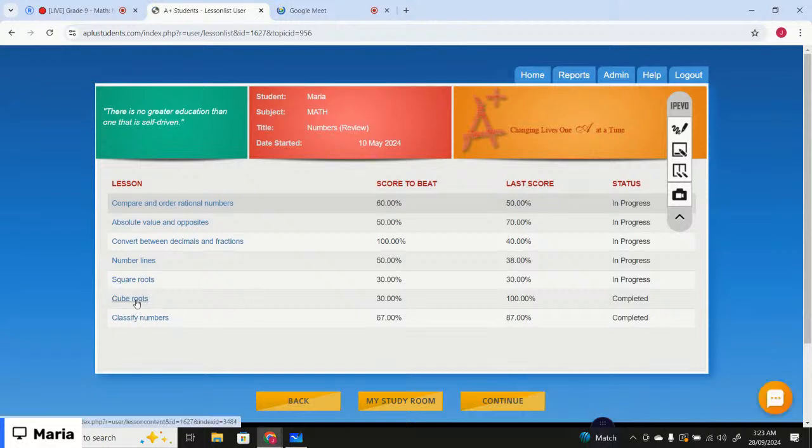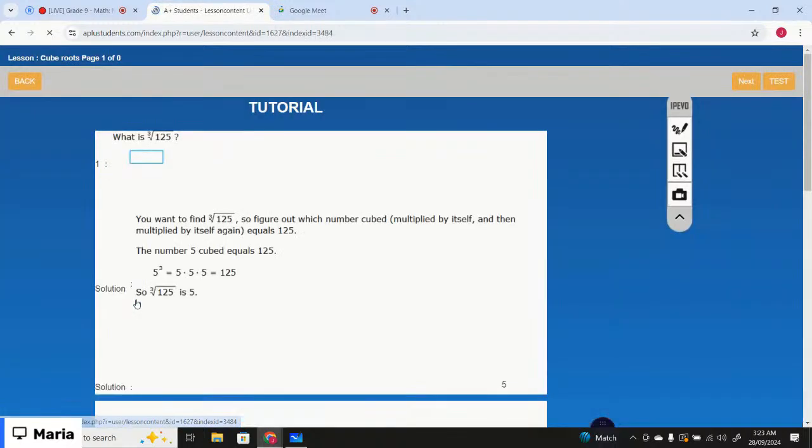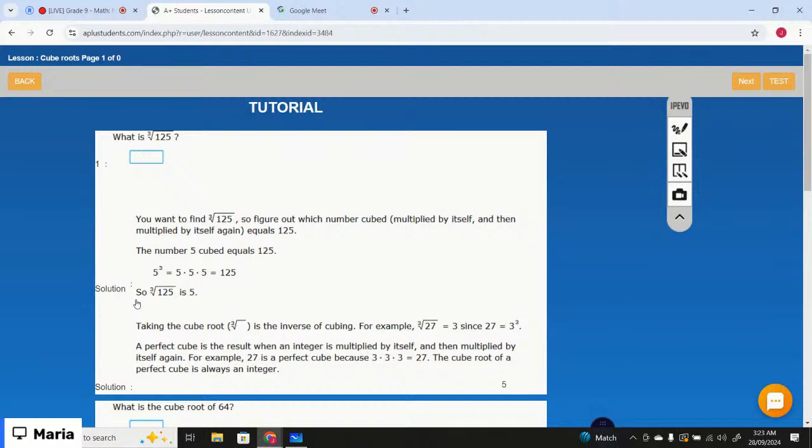That is cube roots. So square means 2. Same way, cube is a word that means 3. So cube root means you are going to evaluate the third root of something, right? Just look at the example. What is the cube root of 125? So we know that 5 times 5 times 5 is 125, right? So the cube root of 125 is 5. The correct option is 5.